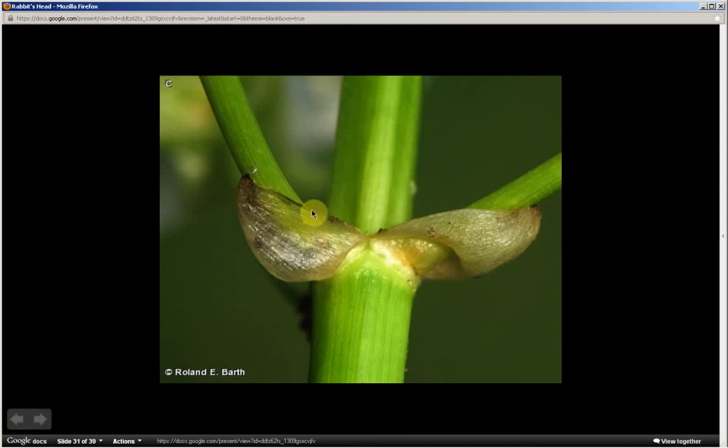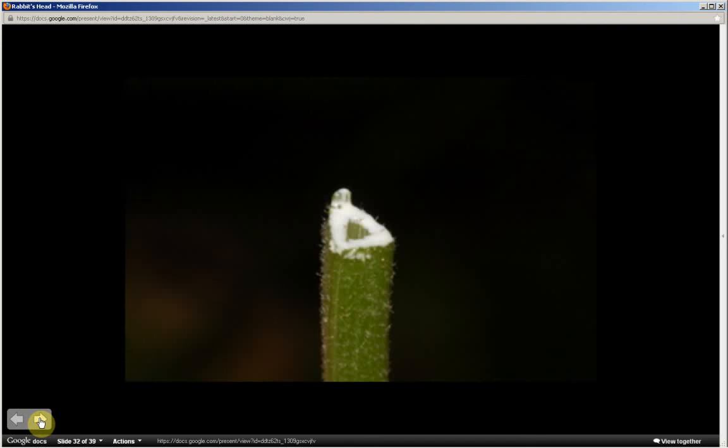At the base of where the flower stalk meets the flowering stem, there's a papery sheath that can be found. And the flowering stalks also contain a milky white sap.